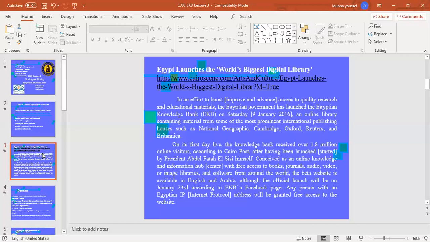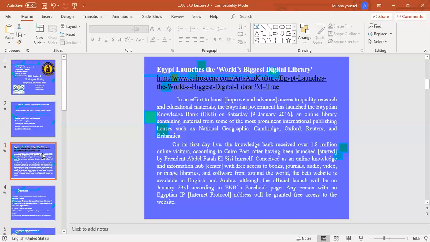On its first day live, the Knowledge Bank received over 1.8 million online visitors. Now, of course, this tells you how important this Knowledge Bank is, and the fact that the Egyptians understood the importance of this bank. So 1.8 million, that means almost 2 million people visited the site on the first day it was introduced on the internet.